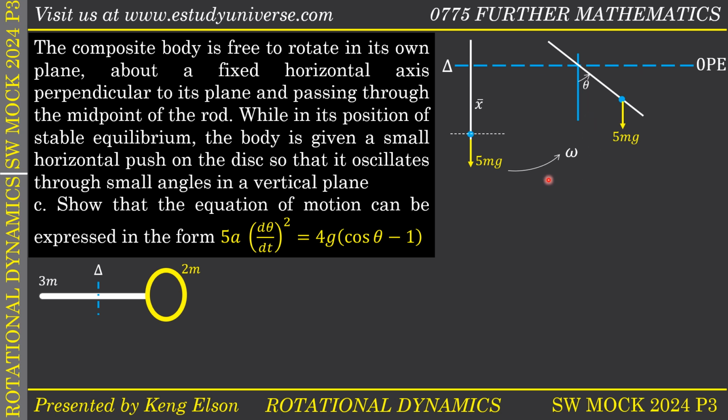Now initially we have that the distance from the center of mass to the line of zero potential energy is x bar.